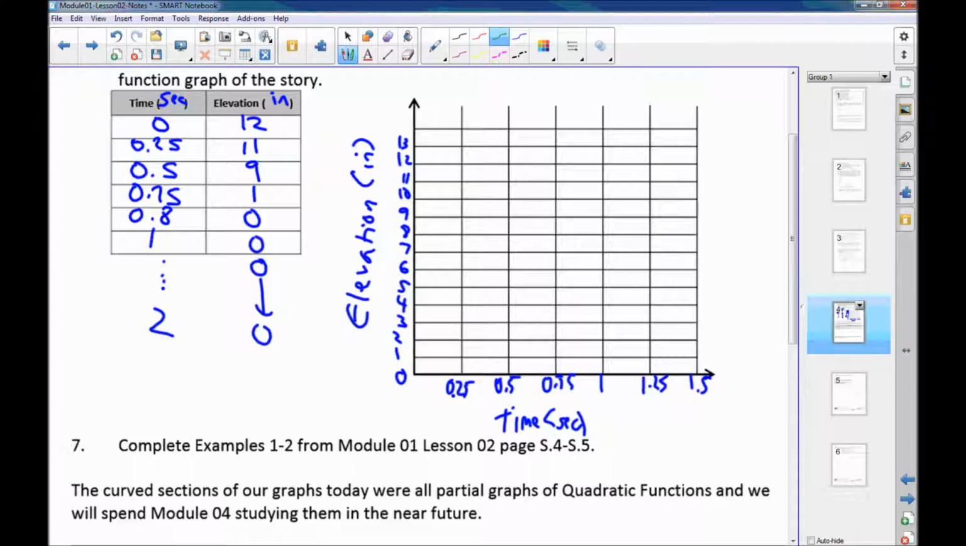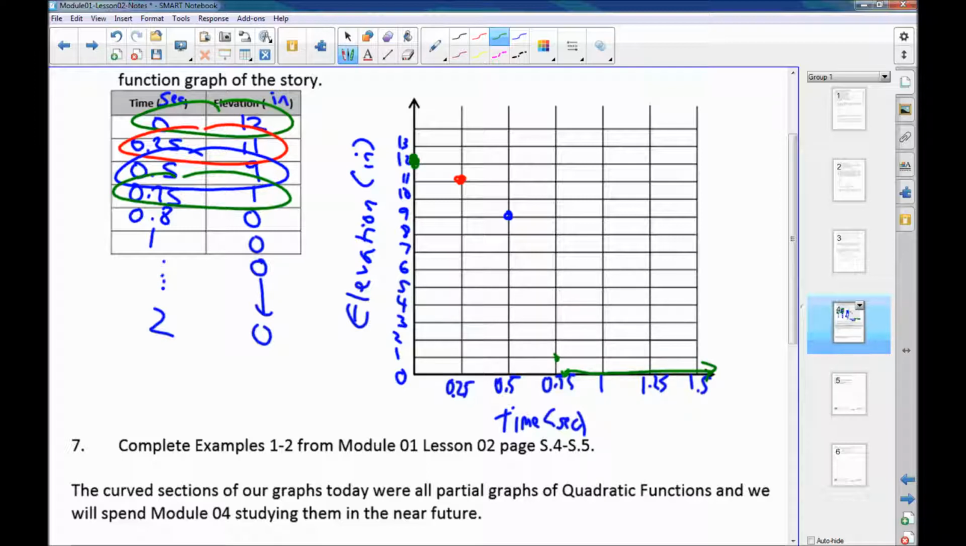We know at 0 we get 12, so that's right here. Okay? We know at 0.25 we have 11, so that's right here. We know at 0.5 we have 9, so 0.5 made 9, that's right here. Okay, and then at 0.75 we got 1, so that's way down here. And then at 0.8, which is about right there, we get 0. Okay, and then from there on, it just stays on 0. So there's part of my graph.